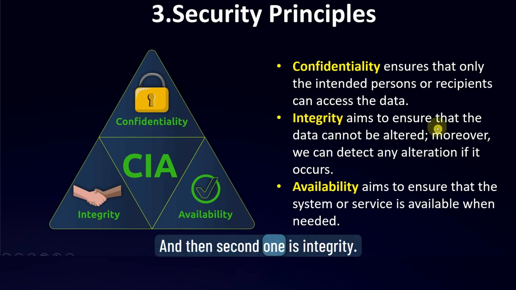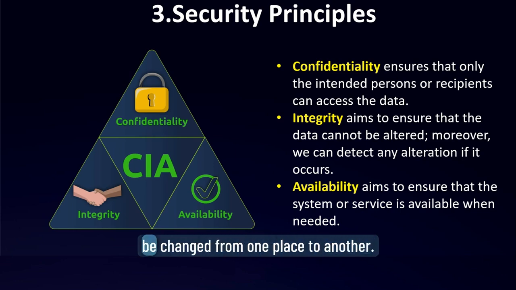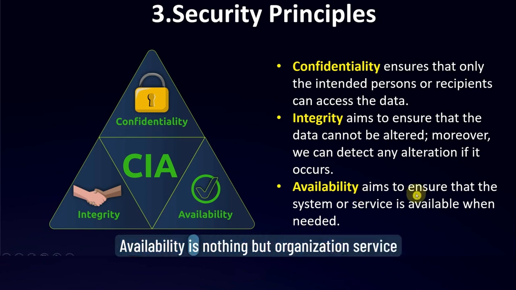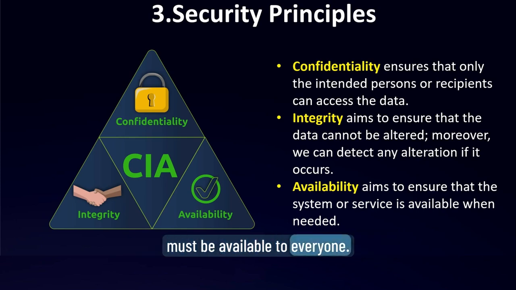And then the second one is integrity. Integrity is nothing but the value must not be changed. If your data is transferred from one place to another, the value must not be changed from one place to another. So that's the concept of integrity. The third one is availability. Availability is nothing but organization service must be available to everyone.